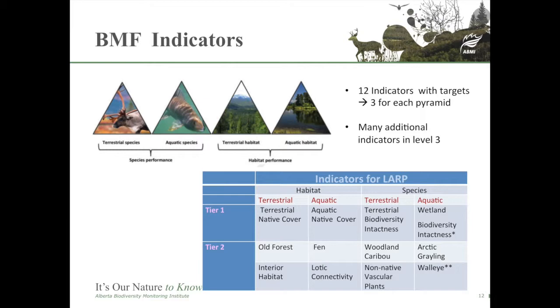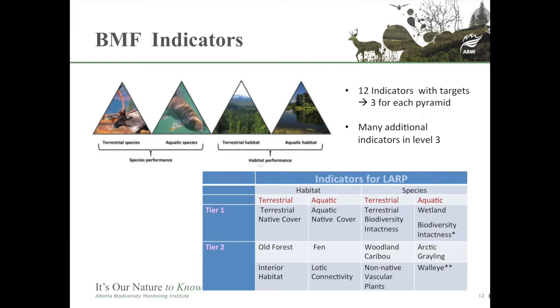Many of you will probably have seen some of this. I'm not sure that everybody has. But from a biodiversity standpoint, there are 4 pyramids developed for each region. 2 of the 4 pyramids deal with species, 2 of the 4 deal with habitats. So there's a terrestrial species and aquatic species pyramid, and a terrestrial habitat and aquatic habitat pyramid. The BMF has focused on saying we want to have 3 indicators in each of the pyramids, so a total of 12 indicators, and for those 12 indicators there will be targets and thresholds developed.